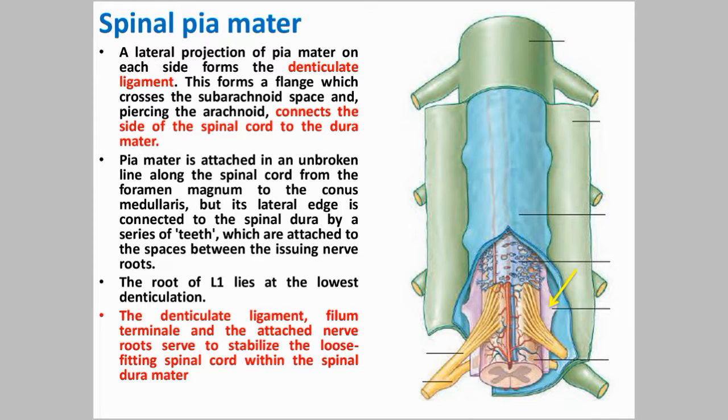The root of L1 lies at the lowest denticulate. So the lowermost denticulate ligament lies just above or at the level of L1 spinal root. The denticulate ligament, filum terminale, and the attached nerve roots serve to stabilize the loose-fitting spinal cord within the spinal dura mater.